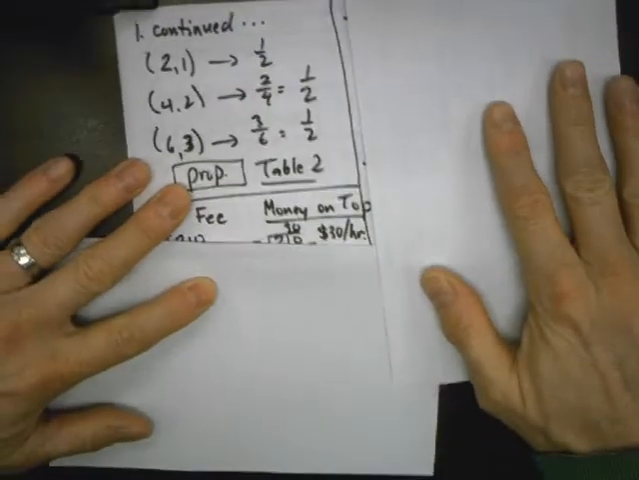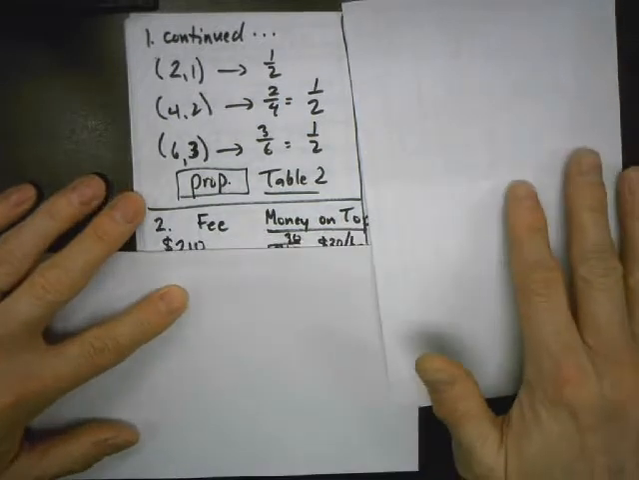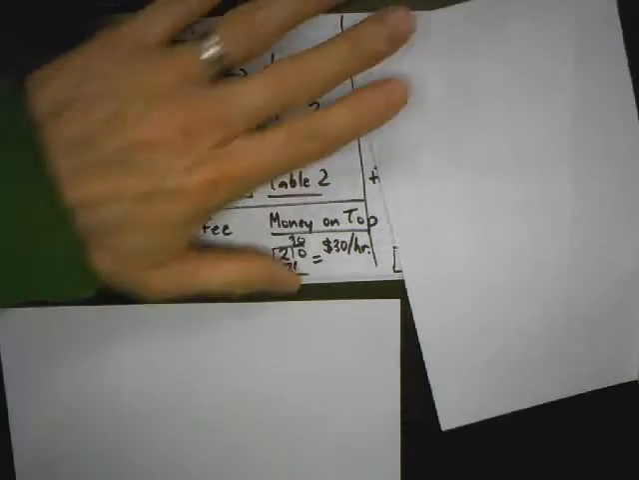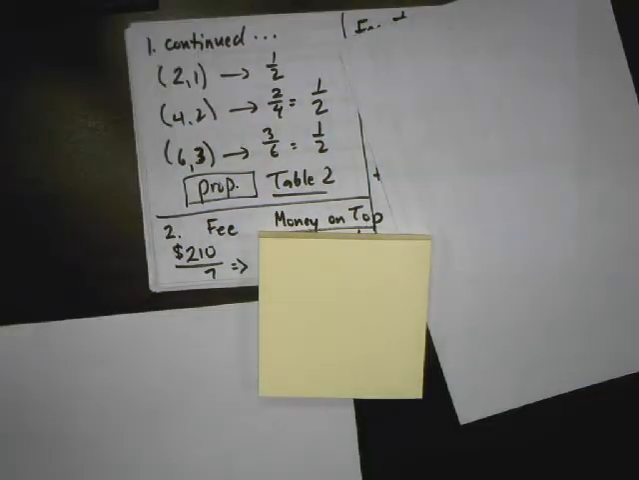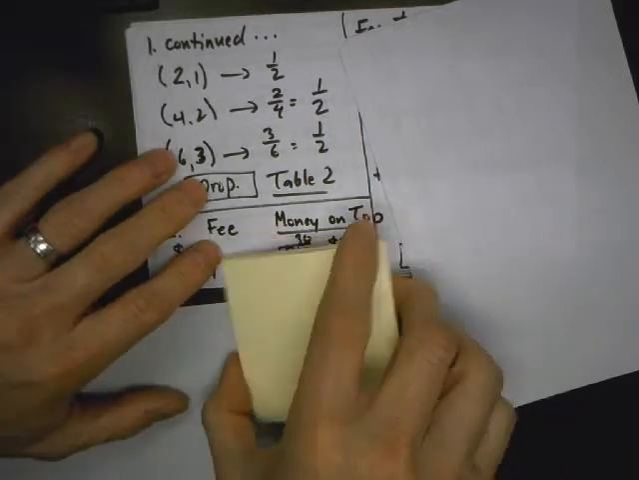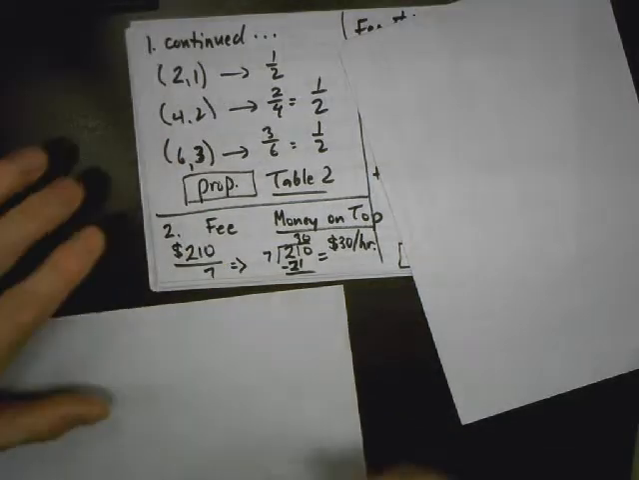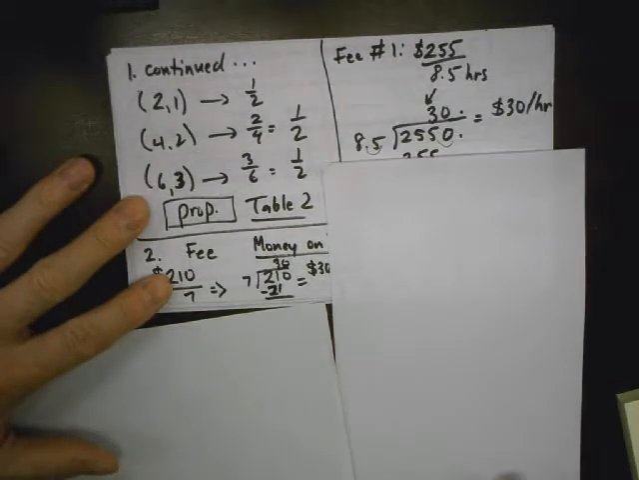What we're going to do is remember that old rap song that doesn't exist that I told you about? Money on top. Got to put the money on top, right? So we put the money on top. For the problem that they gave us, they said it's worth $210. It is for 7 hours, so remember, time goes on the bottom, money on top. And then when I divide those two, I get a ratio. Remember, it goes in and out, right? $30 per hour.